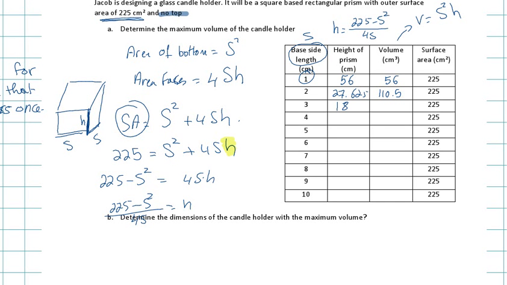Now, what am I looking for again? What am I trying to optimize? Volume. So I'm looking for my maximum volume. You can see that my volume keeps going up. I haven't reached a point where it starts to come back down. My volume keeps increasing.